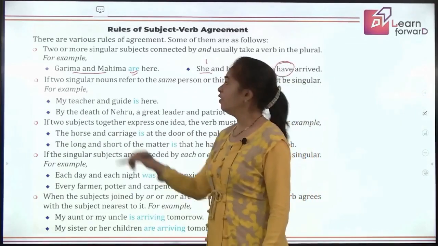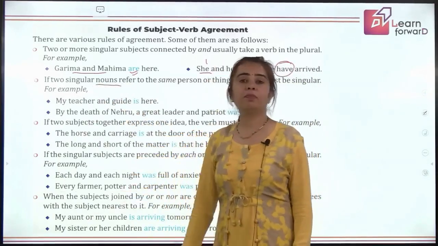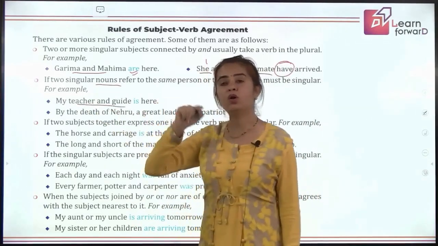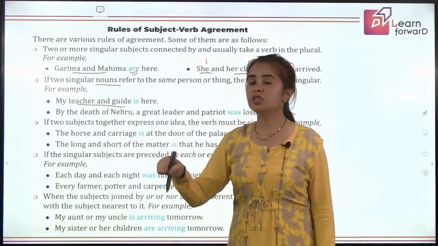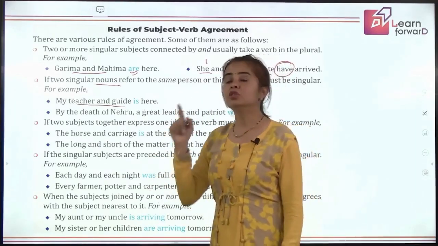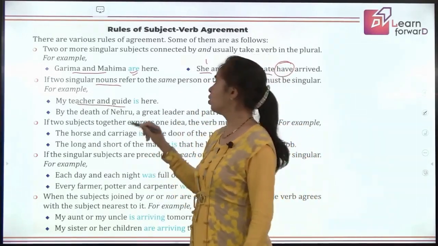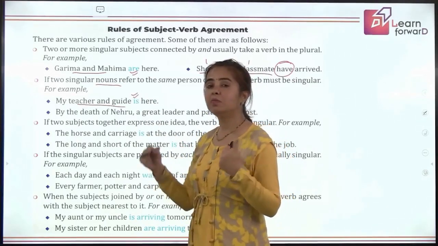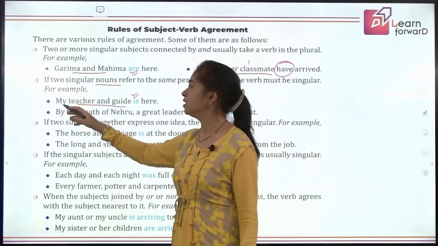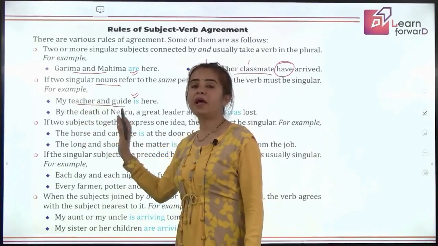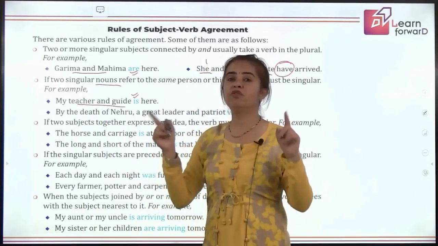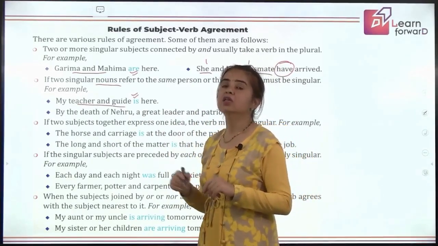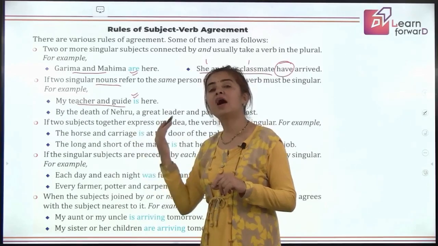Right? If two singular nouns refer to the same person, for example, if I talk about my teacher and guide, you are talking about the same person, she is your teacher also, she is your mentor also. So that means just one person we are talking about. That is why we are using is here. But if I repeat the determiner and I say my teacher and my guide, that means they are two different people, and it becomes a plural subject which will carry are. So I'll say my teacher and my guide are here.